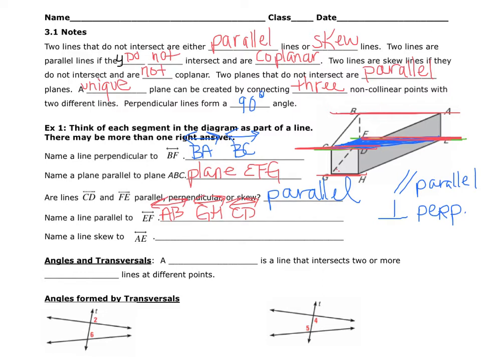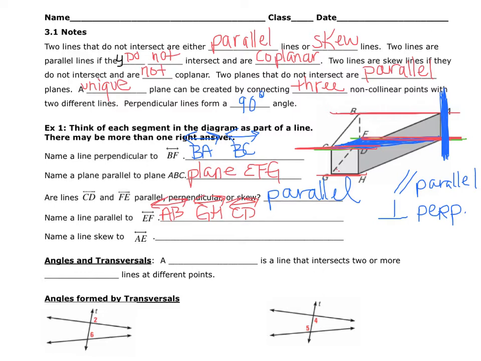Name a line that is skew to AE. So if we look at AE, it's right here. Skew is basically, it's not parallel, it's not perpendicular, it's not on the same plane, and it's going in a totally different direction. So you see AE is way in the back of the box here.